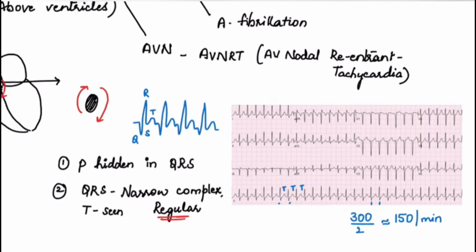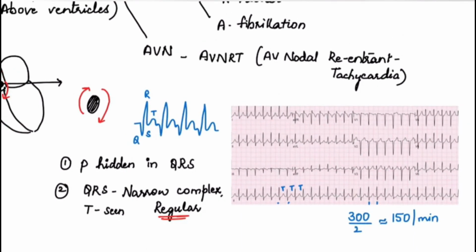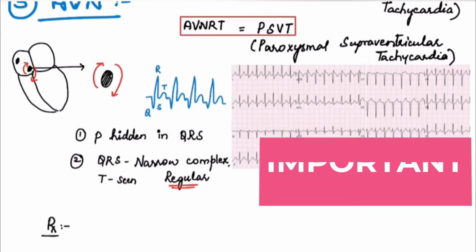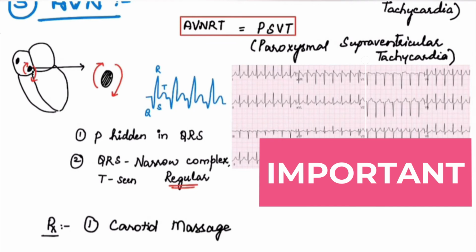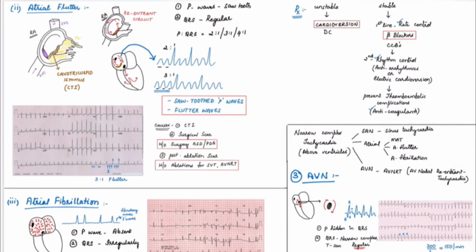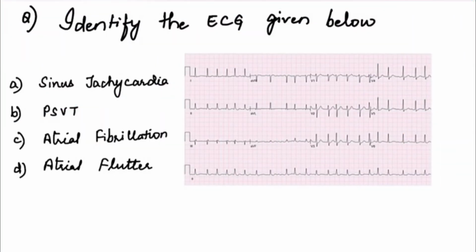And the treatment part of paroxysmal supraventricular tachycardia is really important for PG entrance exam, and the first line is carotid massage or IV adenosine. So this is what we have discussed, and now we'll get back to the questions. Identify the ECG given below.